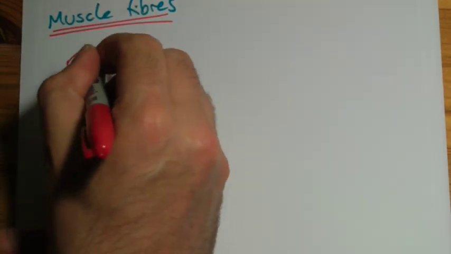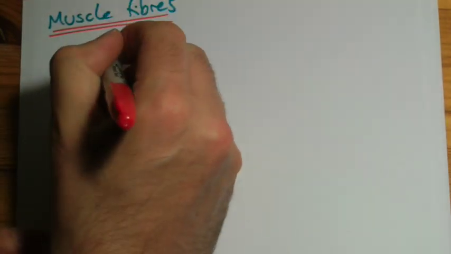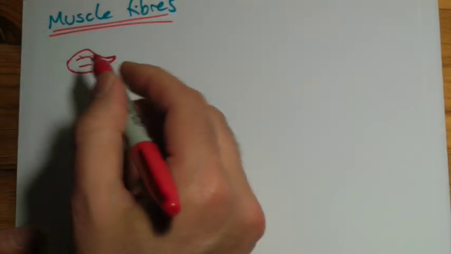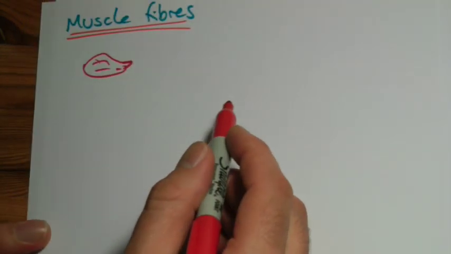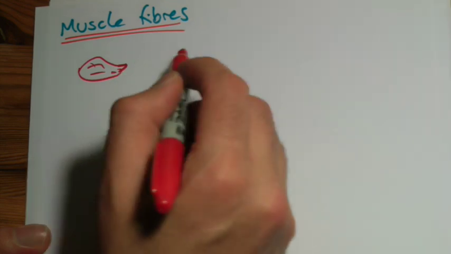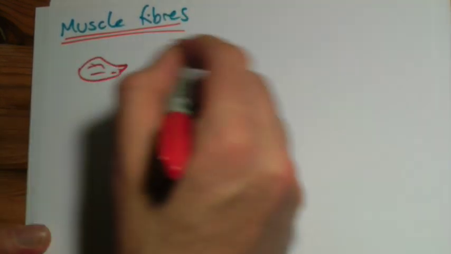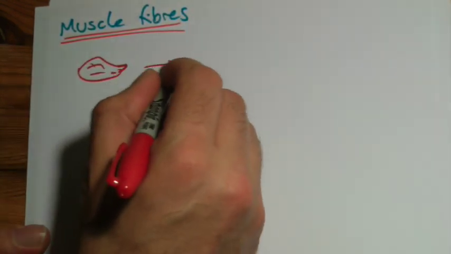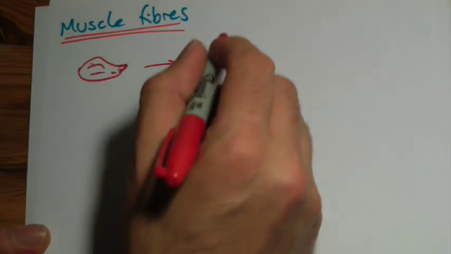So if we had a piece of muscle, like say a bicep or something, this is muscle tissue. Now normally we'd think of tissues as being made of lots of cells stuck together. Now it's a bit different for muscles.